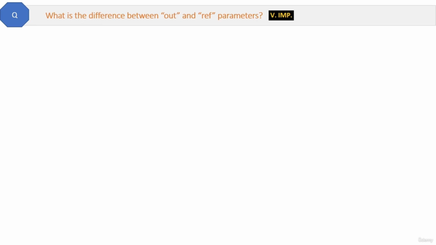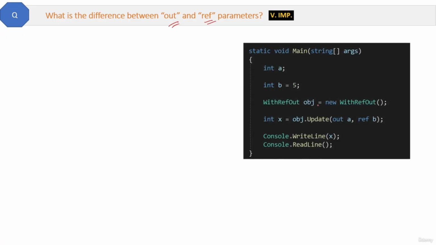Here is a very important question from an interview perspective. What is the difference between out and ref parameters? I already explained the ref parameter in my previous video. Here we will discuss the differences. See this code carefully. Here we are using two variables a and b. Then we are passing these two variables using the Update method. Variable a is using out and variable b is using the ref keyword. And the same way we are receiving them here in the method.